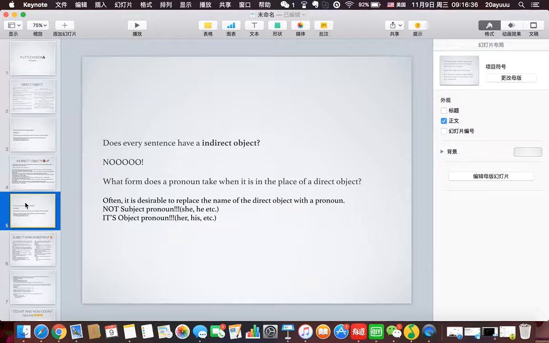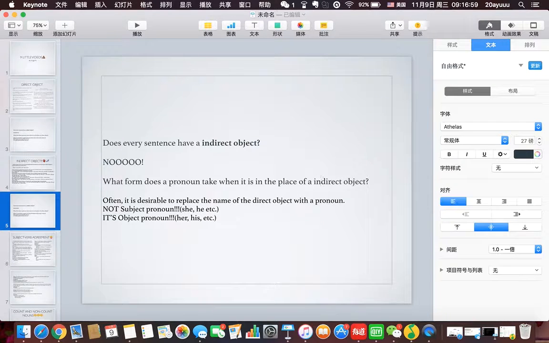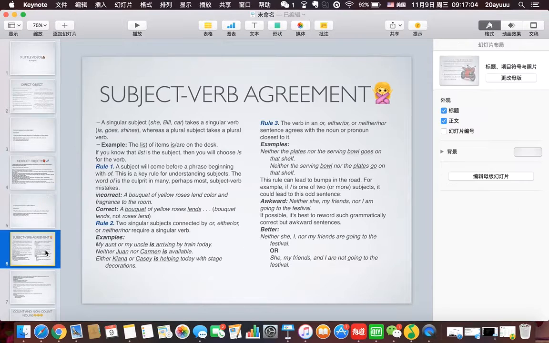Now we're going to jump to the next page. Does every sentence have to have an indirect object? The answer is no. What form does the pronoun take when it is in the place of an indirect object? Often it is desirable to replace the name of an indirect object with a pronoun, not a subject pronoun but an object pronoun. That should say indirect, just a simple mistake. Then I'm going to jump to another page. It is another literary device.